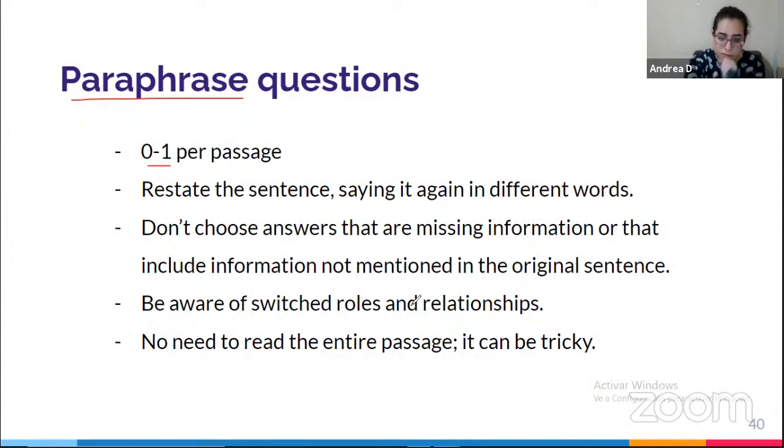What else? Okay, this is a tip. Don't choose answers that are missing information, or that include information not mentioned. We're gonna see what we mean here, and be aware of switched roles and relationships. Sometimes you have the same thing, but in a different order. Like maybe the subject is at the end, maybe it's in the passive voice and the original one is in the active voice. So we're gonna see that. And yeah, please never read the entire passage or the entire paragraph, because that's just gonna confuse you. So let's see.